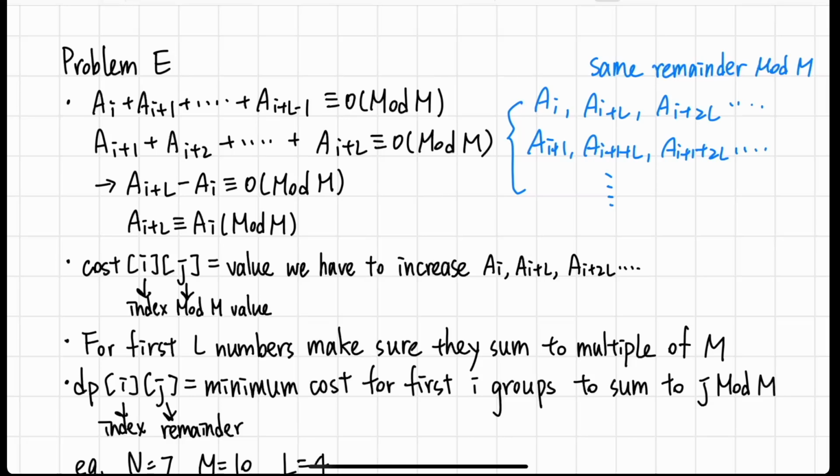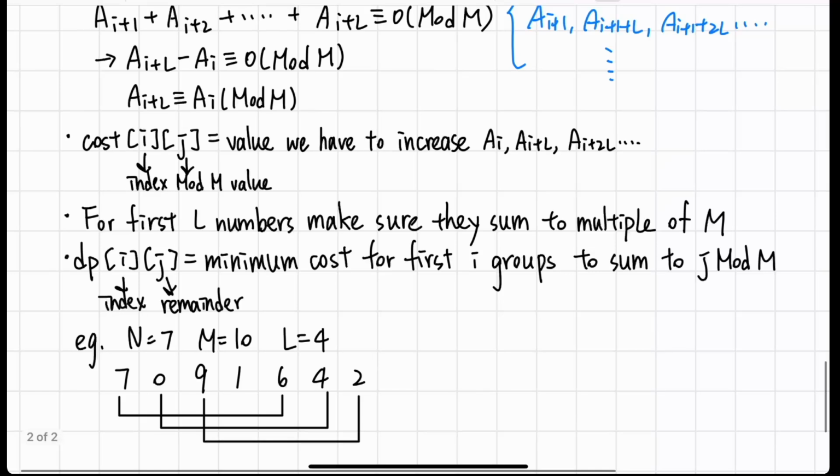After we have this value for each group and each mod m value, we then have to make sure another condition, which is that for each L contiguous numbers, they need to sum to a multiple of m. And to ensure this, because now the numbers in A are all divided into several groups that have a period of L, we only need to ensure that the first L numbers sum to a multiple of m. And to do this, we could use another DP.